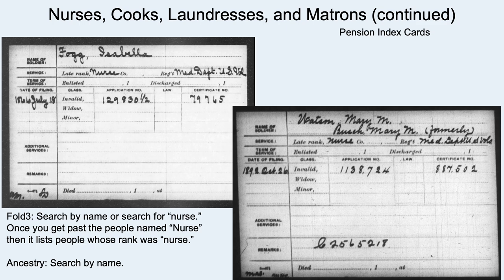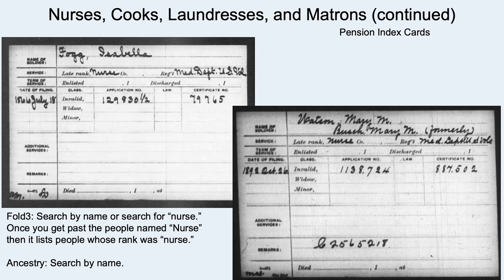On the screen are two examples of index cards. The application and certificate numbers shown on these cards, along with the person's name, rank, and unit, are what our staff need to locate the pension file. When we are open, researchers are welcome to look at pension files in our research room. Copies can also be requested online or by mail. See our website for more information.